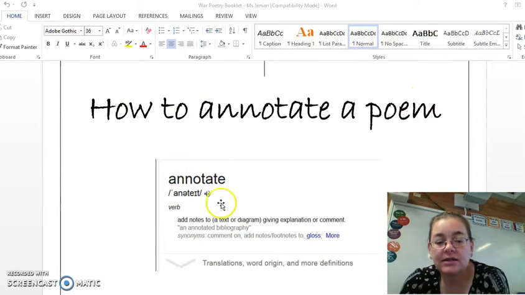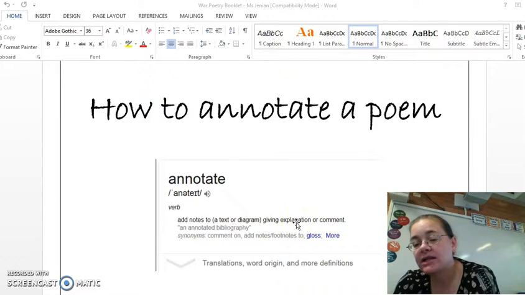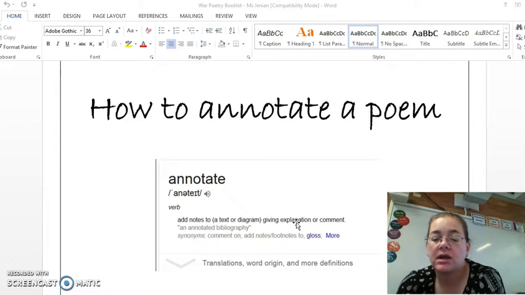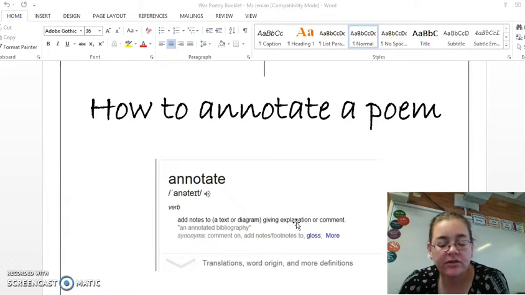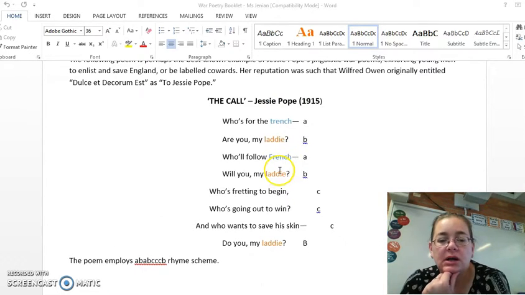To annotate means to add notes, giving an explanation or comment. So this is where you go through the poem and you're making notes about the poetic devices, whether there's a rhyme, whether poets use simile, metaphor, all of those different poetic and literary devices that we've already identified in class.